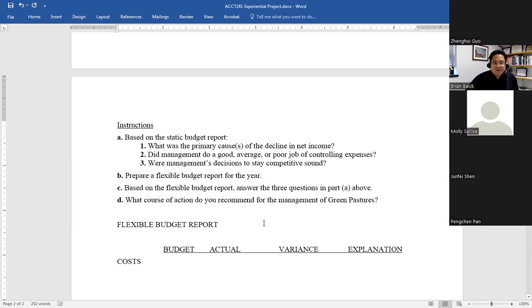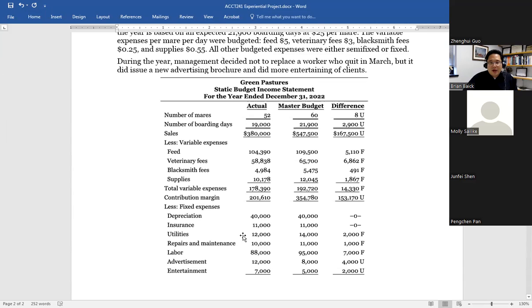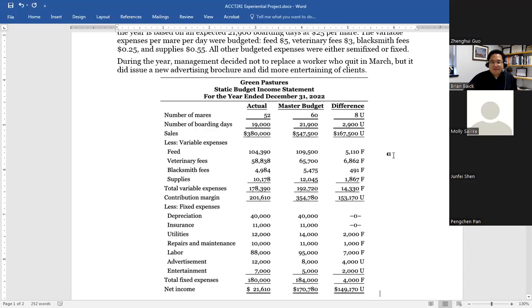Okay, so I have a question. Why can't I just look at this? I mean, didn't they already do the work for me? Look at this, for example. Veterinary fees. I thought it was supposed to be 65,700. It's actually 58,838. There's a $62 variance favorable. Looks like they did all the work for me. Why isn't this the answer? What's wrong with this? And this is the whole point of the project.